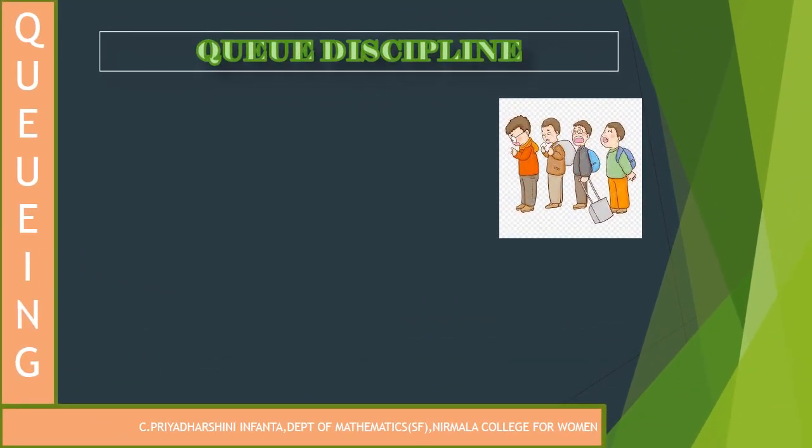The queue discipline. Whenever a customer enters into a queue, he follows certain types of queue disciplines. Some of the queue disciplines are given below. The first one is FIFO, which is first come, first serve. The customer who arrives first is served first. For example, in a normal queue, the customer who comes first gets his service done first and leaves the queue earlier.